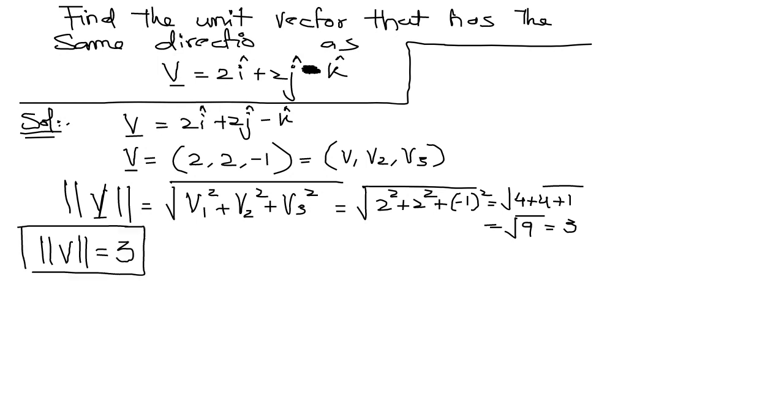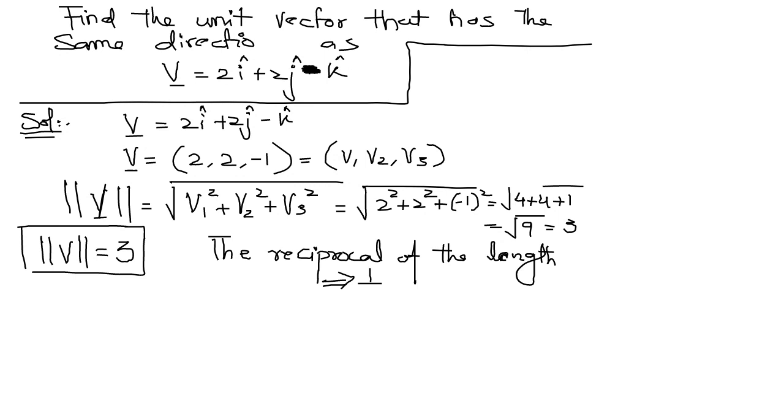Okay, the reciprocal of the length is equal to what? Anybody can tell me? The reciprocal of the length implies 1 divided by 3. Okay, Abdullah, this is the length. The reciprocal will be 1 divided by 3. Now what you have to do is multiply this reciprocal with the vector.